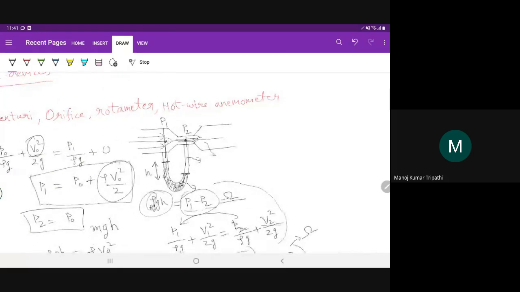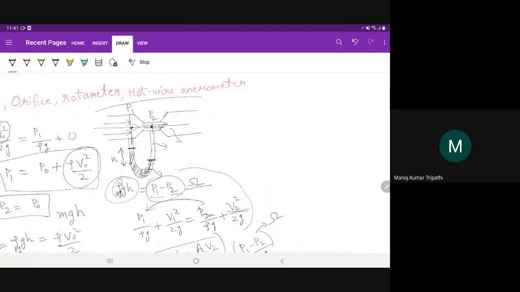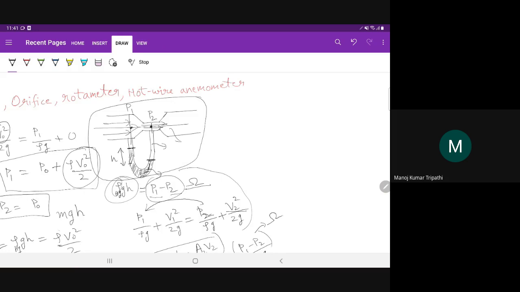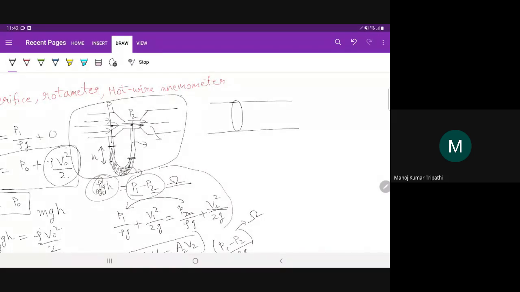Now a similar concept is used for an orifice meter. Instead of designing a converging channel, a diverging channel, or cones which are converging, diverging, all these things, if you want to avoid that, what you do is, in a straight pipe, just put a plate with a central hole. Okay, it acts like a venturi.